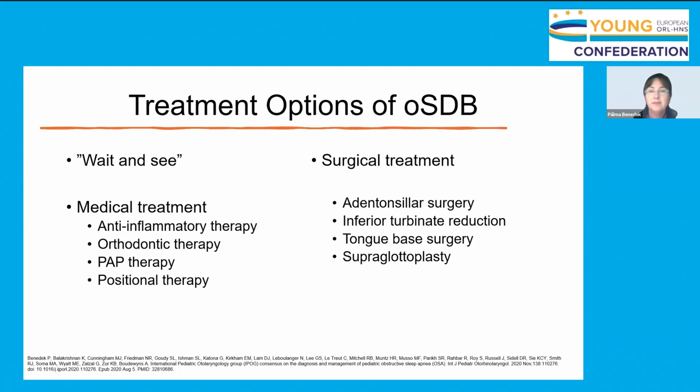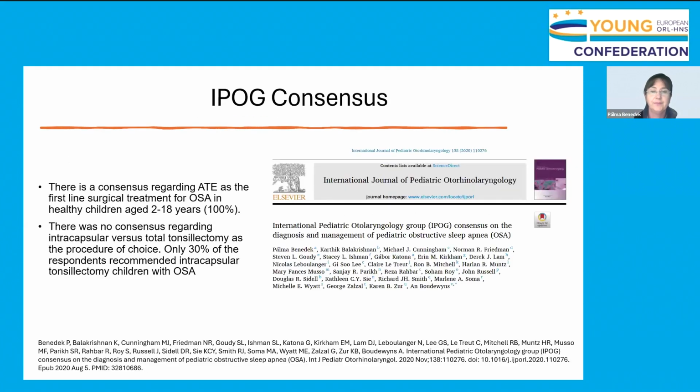The surgery depends on the underlying cause. The most common surgical procedure is adenotonsillar surgery in this patient population, but we often perform inferior turbinate reduction, tongue-base surgery, and supraglottoplasty based on the underlying conditions.